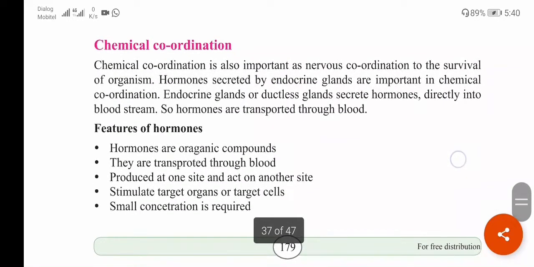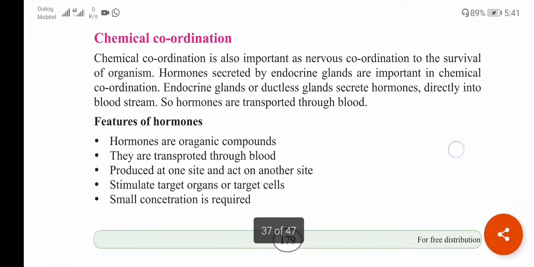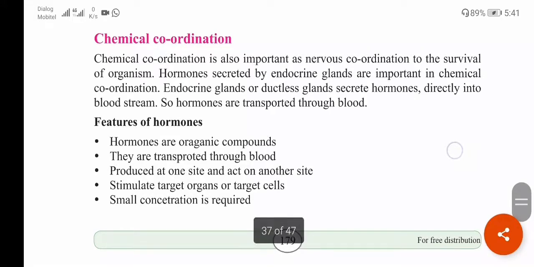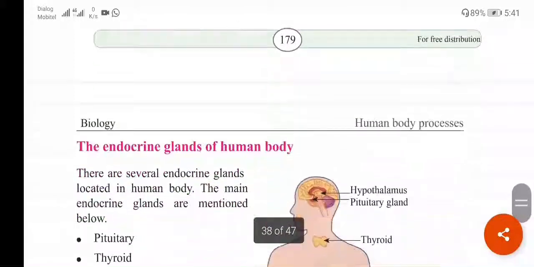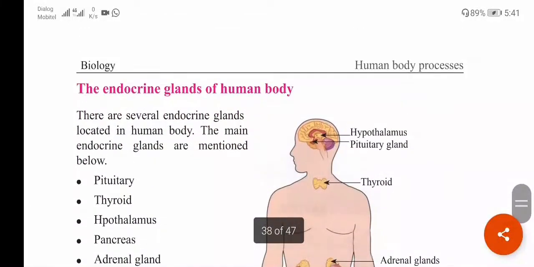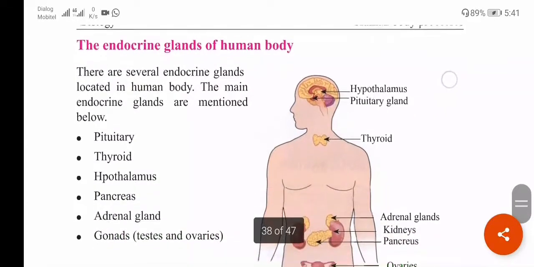Endocrine glands are organs that make hormones that are released directly into the blood and travel to the tissues and organs all over the body. Examples: pituitary gland, pineal gland, thyroid gland, parathyroid gland. So there are many examples. For chemical coordination the endocrine glands are important, so we are going to discuss that.